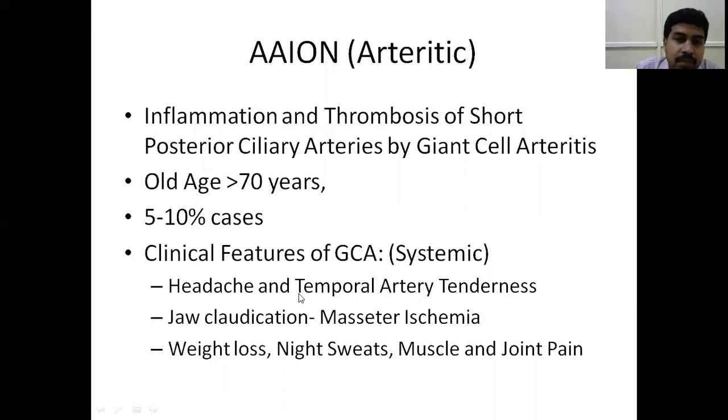The patient presents with headache and temporal artery tenderness will be there here, and jaw claudication, masseter ischemia, because this external carotid artery supplies all these jaw as well as the ophthalmic artery. Ophthalmic artery is itself a branch of the external carotid artery. So even its inflammation also can spread to that part, and it can cause masseter ischemia.